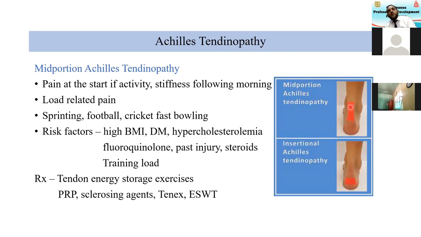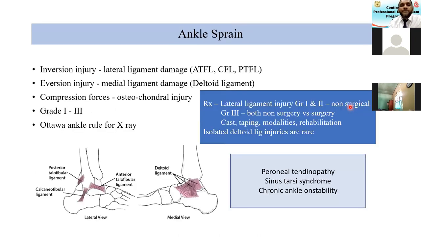The treatment of Achilles tendinopathy is mainly tendon energy storage exercises. There are typical exercises to store and release energy in the tendon, as well as platelet-rich plasma, sclerosing agents, and Tenex procedures, where the matrix can be taken out through a percutaneous intervention, and also shockwave. Then another condition where shockwave has promising results.